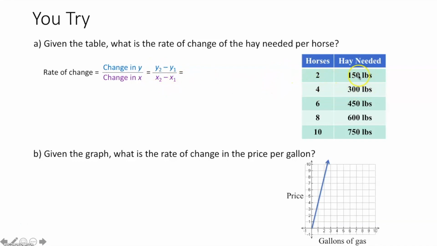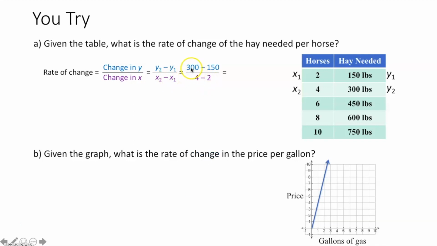Again, these are just ordered pairs. So this is 2 comma 150. This is 4 comma 300. So what I'm going to do is label this x sub 1, y sub 1, and this x sub 2, y sub 2. Now I know exactly what to plug in where. 300 is going to go in for y sub 2, 150 is going to go in for y sub 1, 4 is going to go in for x sub 2, 2 is going to go in for x sub 1.